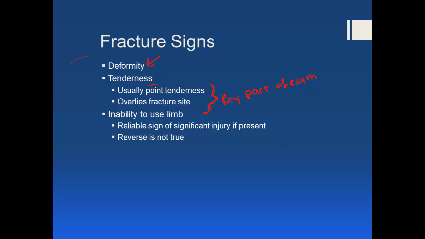They're also likely to not be able to use the limb. This is a reliable sign of significant injury if it's present. However, just because they can use their limb doesn't mean that it's not broken. Some breaks still leave all of the muscles and everything intact.